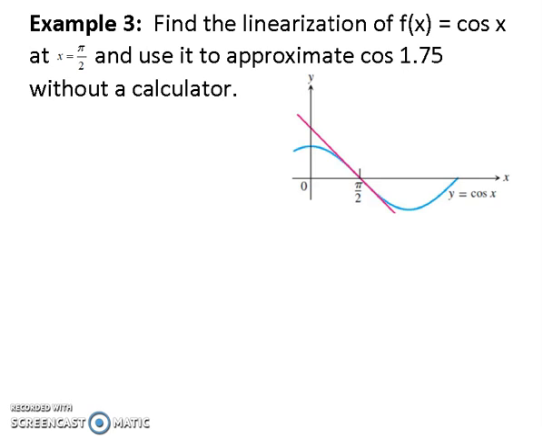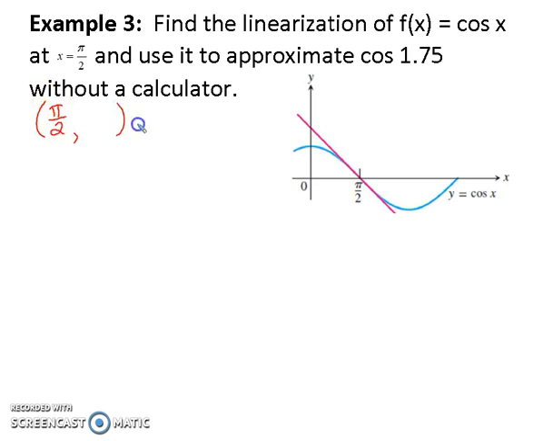Pi over 2 is the closest place on the unit circle to having a value of 1.75. If you divide pi over 2 in your calculator, you're going to get 1.57 and so on. So that's the closest to 1.75. So that's why they're suggesting that we use x equals pi over 2. So here's the process that you're going to go through. Your x value is pi over 2.